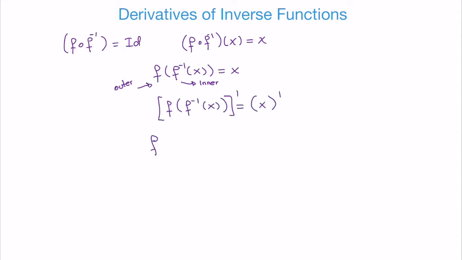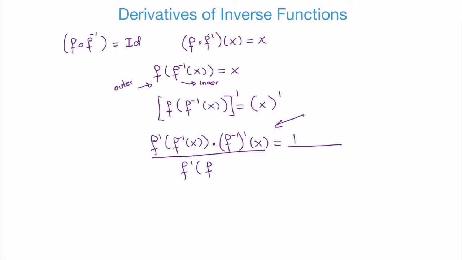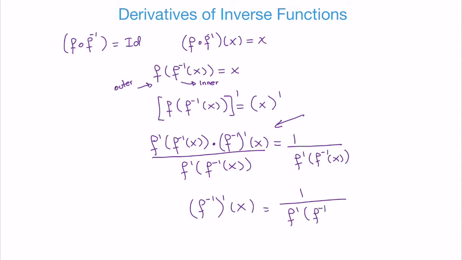We derive the outer function and keep the inner function inside, and then multiply by the derivative of the inner function, which is the derivative of the inverse function. So we are looking for the derivative of the inverse function. And since we have a multiplication, we can divide both sides by the derivative of f evaluated at the inverse. In this way, we obtain the formula. The derivative of the inverse function at x is 1 over the derivative of f evaluated at the inverse function. And this is our formula.